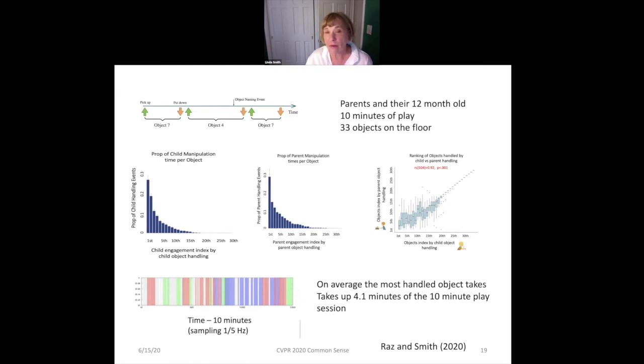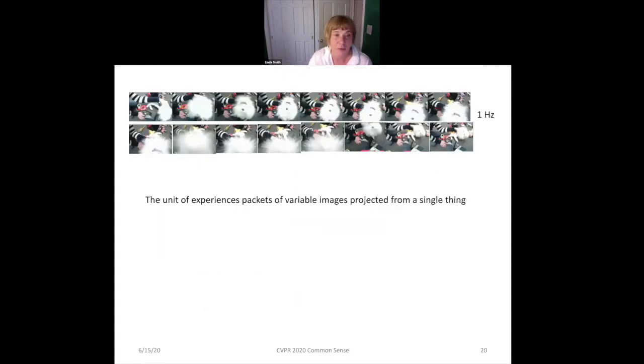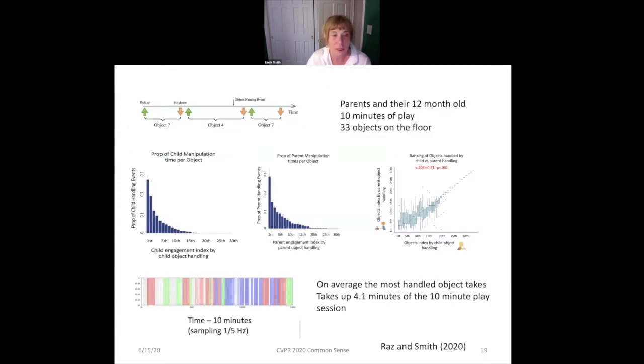Their parents do the same thing, shown in the second graph, and the objects that the parent and the child play with frequently are the same. So the most frequently played with object is typically the most frequently played with object for the mother and the child, okay? And this just displays how they extend this play in time, playing with one object for an extended period of time.